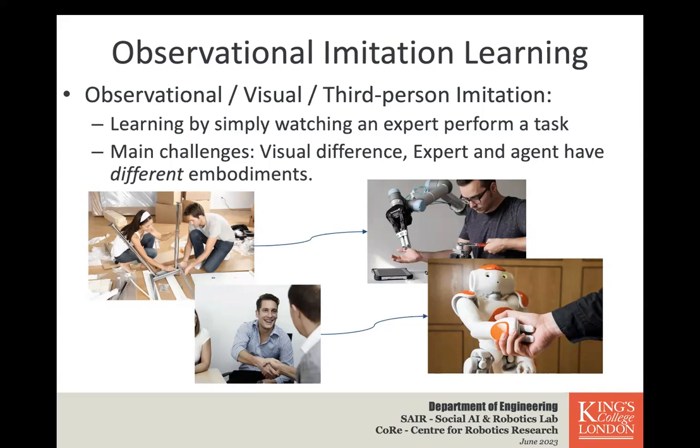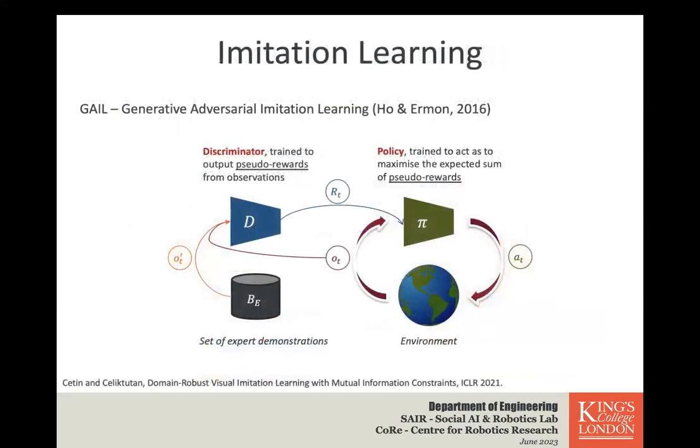But this is an extremely difficult task because there is a visual difference between the agent's domain and the expert's domain, and the expert and the agent might have different embodiments. We developed a technique following the previous work that focused on GAIL, which is very similar to the GAN architecture we discussed before. There is a policy and a discriminator, and the discriminator tries to tell whether the behavior is by a human or the agent itself, so that the policy improves to convince the discriminator that it cannot discriminate between the agent and humans.